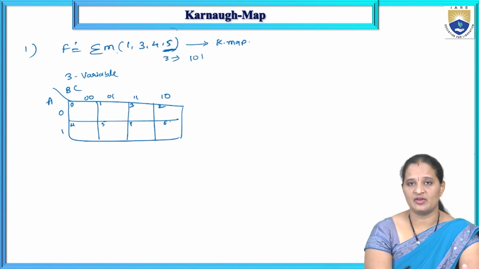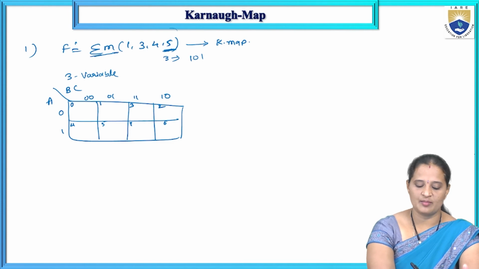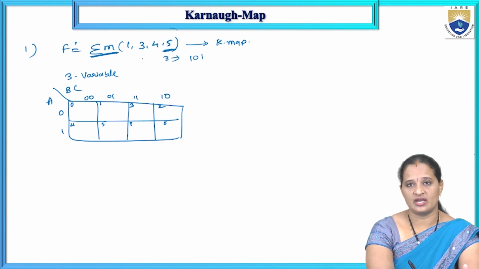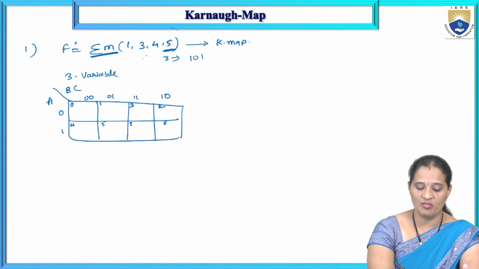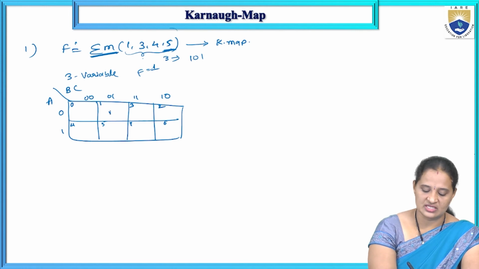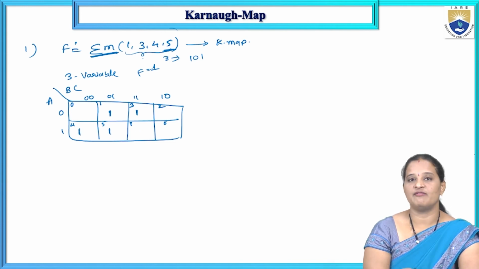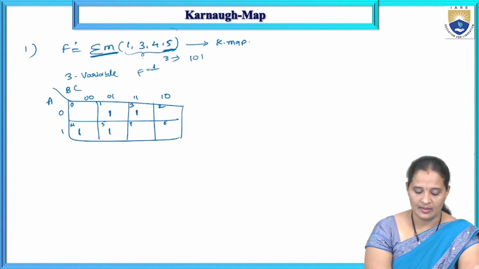Now map the Boolean function with the K-map. Here it is in the SOP form because it is a summation of minterms, a sum of products. All these minterms present in the Boolean function will produce the function output as 1. So now mark all the cells representing these minterms with 1. So this is M1, M3, M4, M5. So these are the 1s: 1, 3, 4, 5.